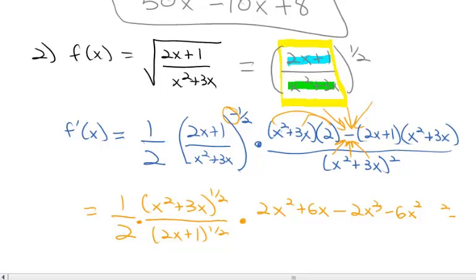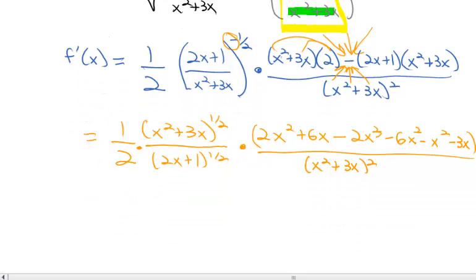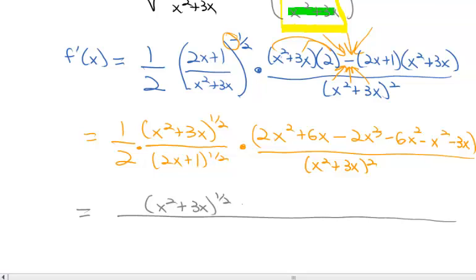Two x cubed minus 6x squared minus x squared minus 3x all over x squared plus 3x squared. A little more algebra to keep cleaning it up. We're multiplying fractions, so I'm going to make this all one big fraction. So we've got x squared plus 3x to the 1/2 power times, combining like terms.